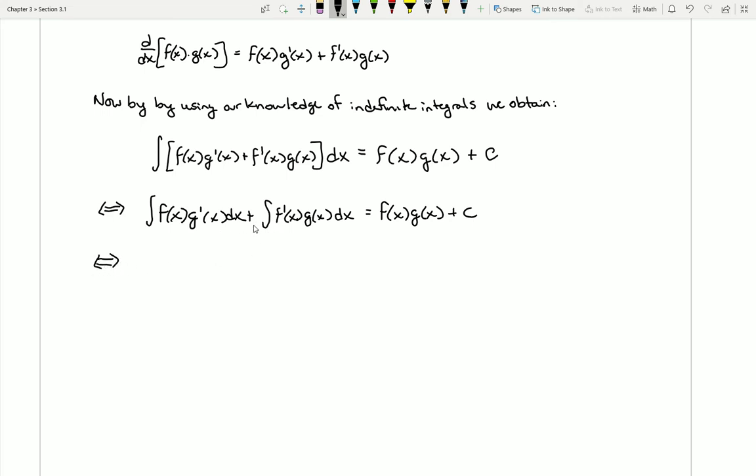I mean, it's an item that's being added to the left, so if I subtracted it from both sides, I should end up with an integral that looks like this, should now be equal to my f of x times my g of x minus the integral of f prime of x g of x dx.